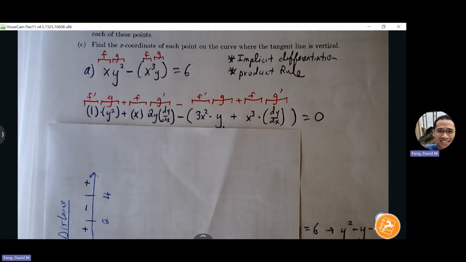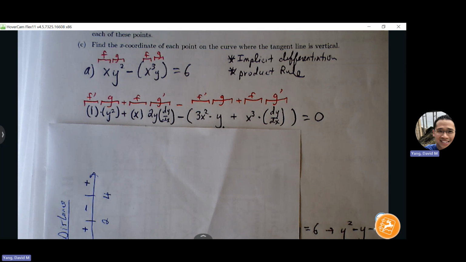Okay, let's see what we gathered here. F prime g plus f g prime, so x becomes 1, g is y squared, f back to x. G prime, y squared becomes 2y. We are asking for y's derivative, so that's where that dy dx shows up. Also, if you look at your original equation, there's only 2 times when y variables show up. So ultimately, in the end, we're expecting 2 dy dx's to pop up. Okay, so we're done with the first product rule.